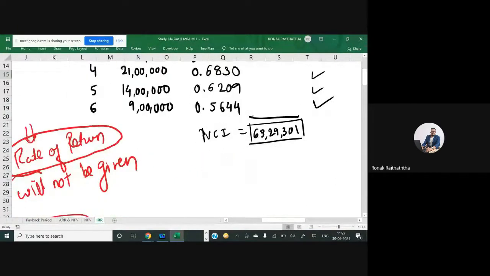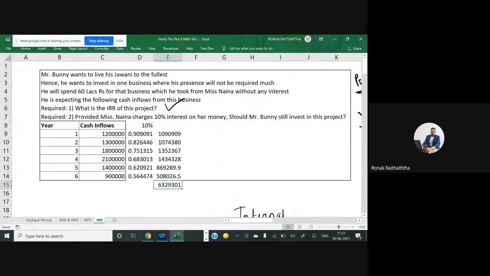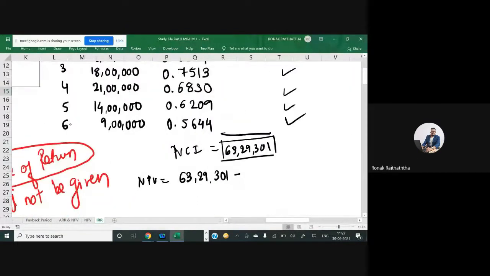लेकिन यहाँ पे कहानी खत्म नहीं होती. We are supposed to find the NPV. So NPV equal to 63, 29, 301 minus PVCO of how much? What's going to be the cost of this project? 60 lakhs rupees. So PVCO is going to be 60 lakhs. So my NPV shall be 329,301.